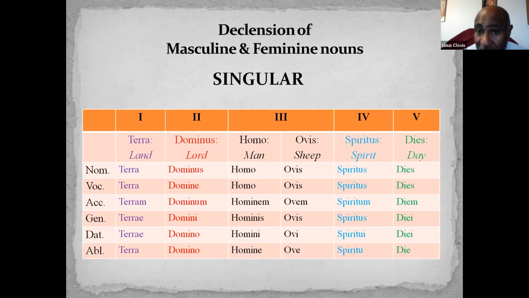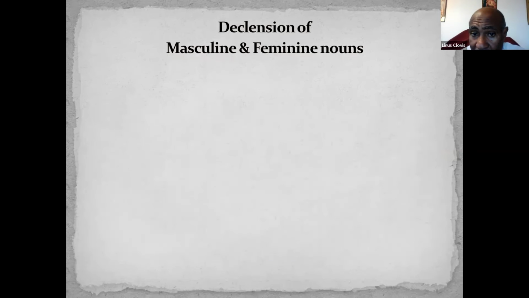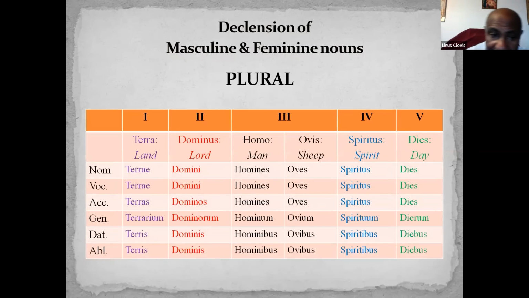So we've looked at the masculine and feminine nouns for the singular. We're going to look at them for the plural. I couldn't put them together because it would just make the table too complicated. So we're looking at the plurals now. So again, for the first declension, we see what happened, that genitive is an error there, isn't there? Terrarum, there's an I sneaked in there. Okay, that's two errors I need to correct.